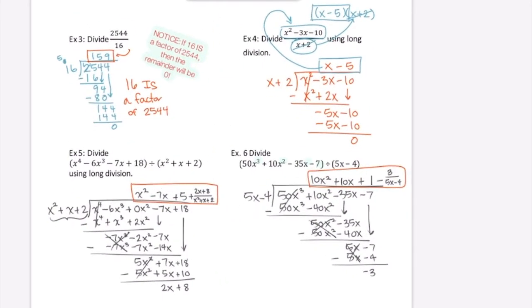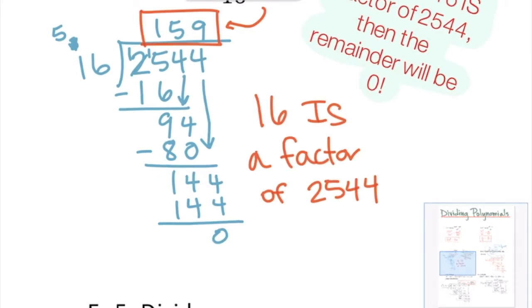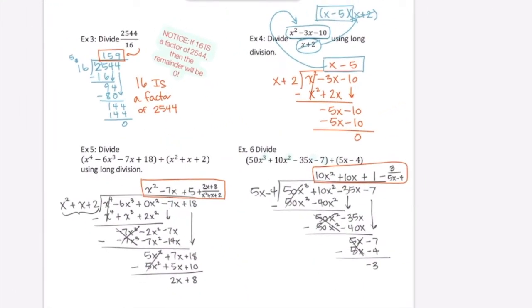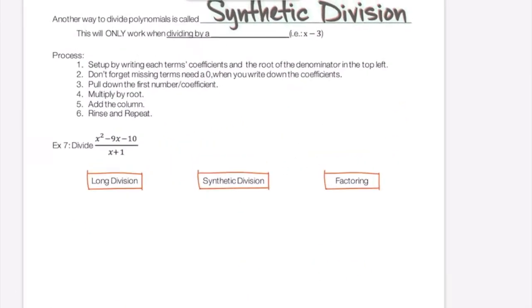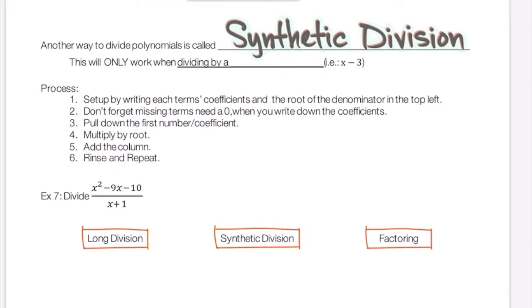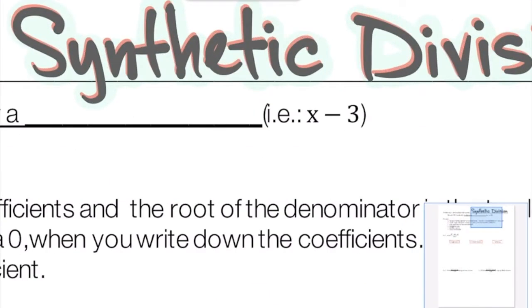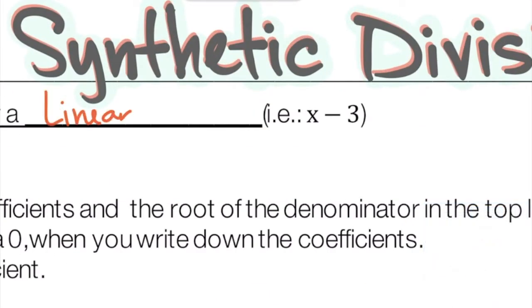All right, so that's polynomial long division. It looks long and messy, but it's so similar to the numerical long division that you guys have done for years. Now we're going to move on to a kind of division that's just faster. It's called synthetic division. The limitation of synthetic division is that it only works when you divide by a linear factor. In other words, you can't have an x squared or an x cubed or anything like that. It has to be just an x.